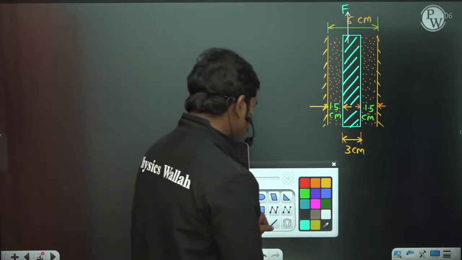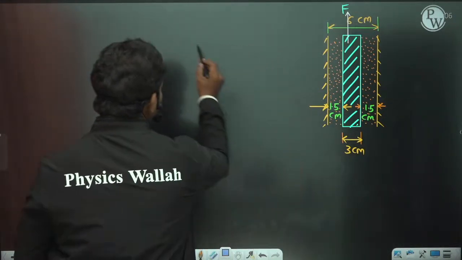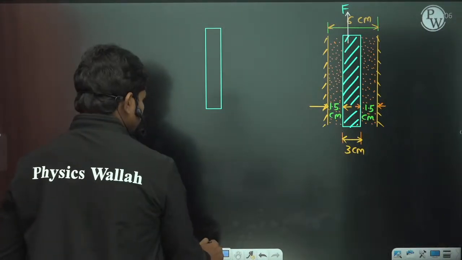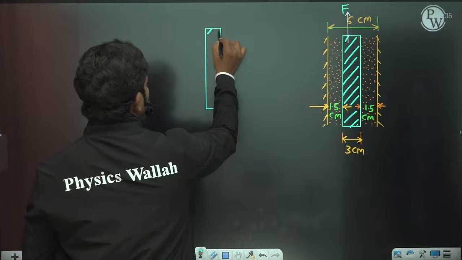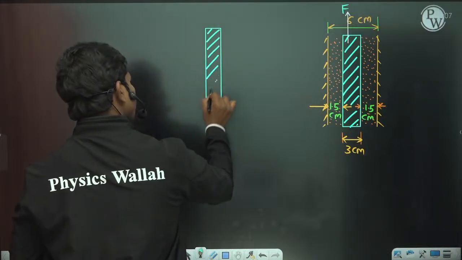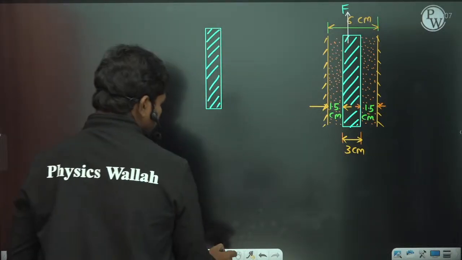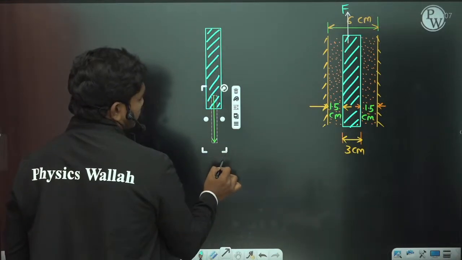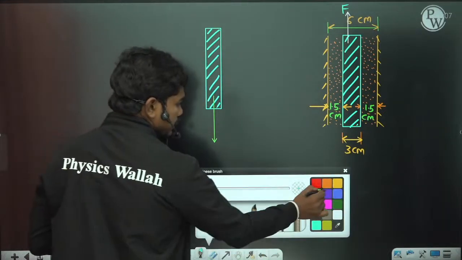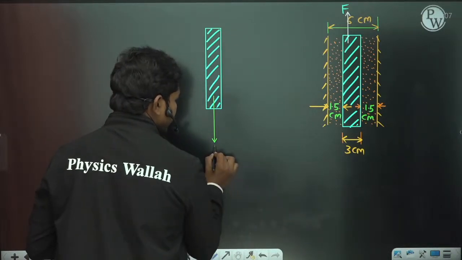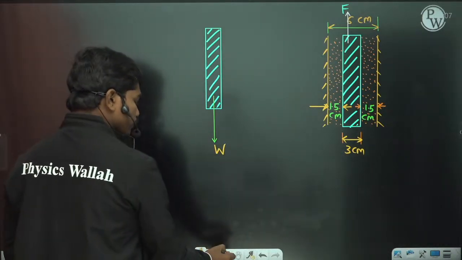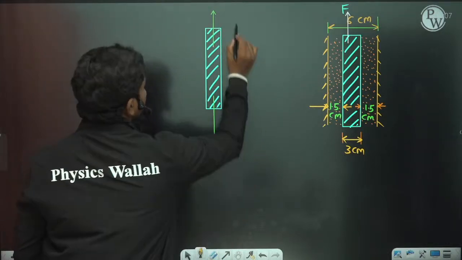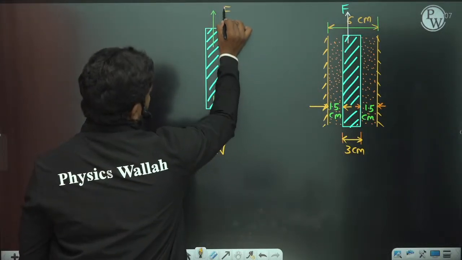So, if you take the free body diagram of the plate, for example, like this, then this is the plate. Now this plate will definitely have some weight which will be acting in the vertically downward direction. So, W is the weight that is acting downwards. Now, obviously, there is one force with which you are pulling this plate in the upward direction. So, this is F. F is the force which is pulling it in the upward direction.